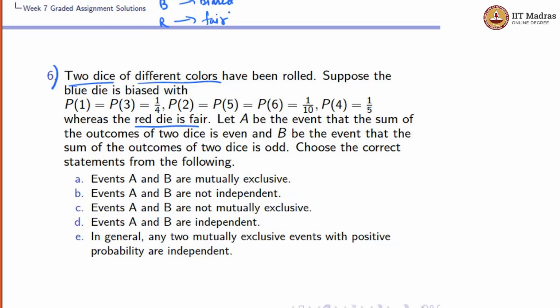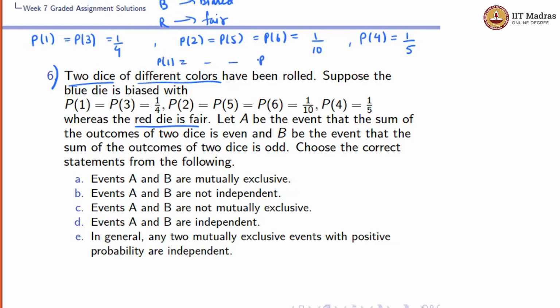Now the die which is biased, that is the blue color die, in that case the probability of getting a 1 and the probability of getting a 3 is given to be 1 by 4. Probability of getting a 2, 5 and 6 is given to be 1 by 10, and probability of getting a 4 is equal to 1 by 5. So this is the information that we have been given for the biased die, that is the blue color die. And the red die is fair, then in that case probability of 1 is equal to probability of 2 is equal to probability of 6 is going to be 1 by 6.